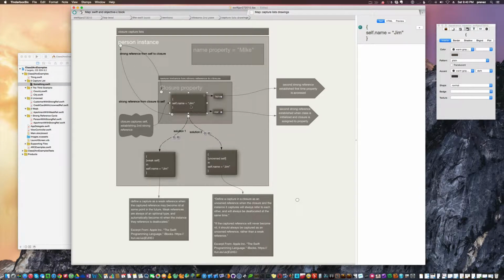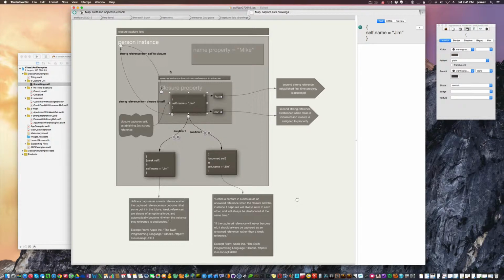Now, closures are reference types, which means that when you assign a closure to a closure property on the person instance, you're already establishing a strong reference from self to closure. So when you capture self, when you access the name property or any other property on the person instance from inside the closure, it's going to establish a second strong reference from closure to self.